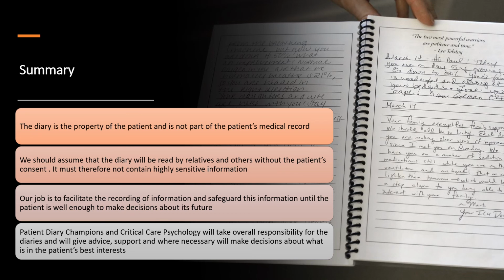To summarise, the following principles should be held in mind when thinking about patient diaries. The diary is the property of the patient and is not part of the patient's medical record. We should assume that the diary will be read by relatives and others without the patient's consent. It must therefore not contain highly sensitive information. Our job is to facilitate the recording of information and safeguard this information until the patient is well enough to make decisions about its future.